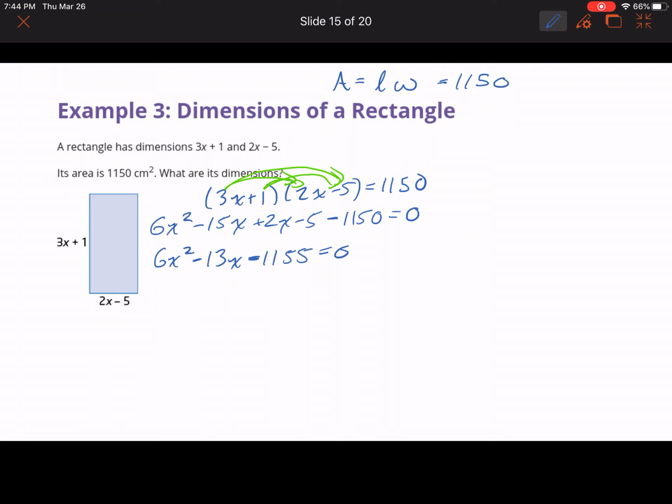Oh, we are going to do it. All right, so now we need to find some factors of 1155. This is a tricky one. And like I said, start with your calculator, work your way up. What are two numbers that are going to multiply to 1155 and subtract to negative 13? Or add to negative 13. That's going to take you some time.